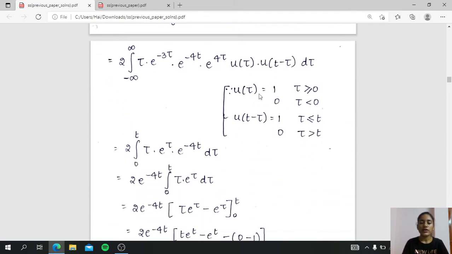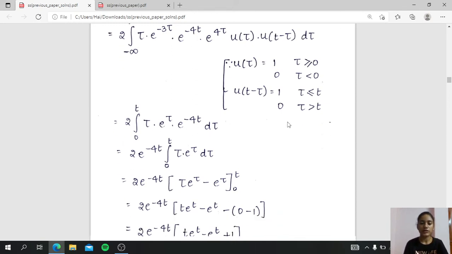So your u of tau is 1 for tau greater than or equal to 0 and 0 for all the other values, and u of t minus tau is 1 for tau less than or equal to t and 0 for all the other values. So your integral now becomes 0 to t, and your u of tau and u of t minus tau values will be 1 in this particular integral.